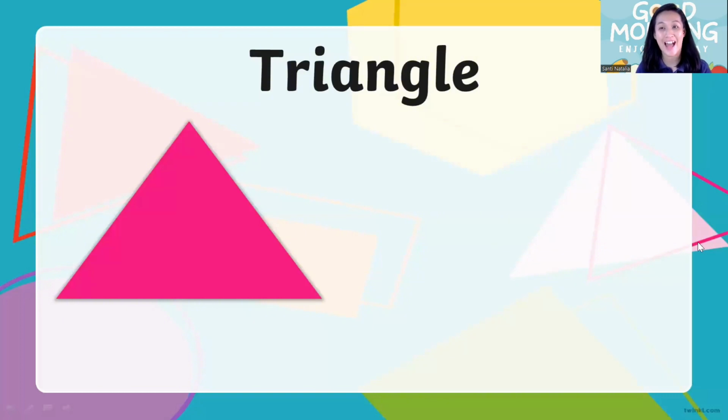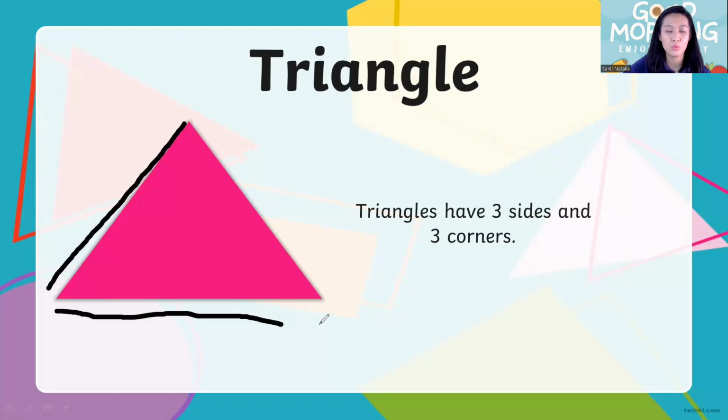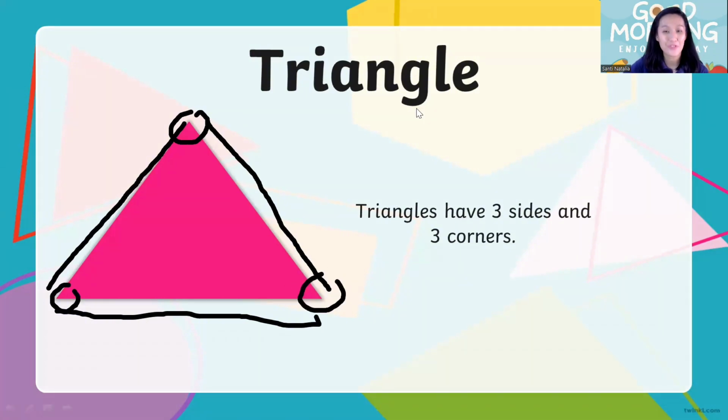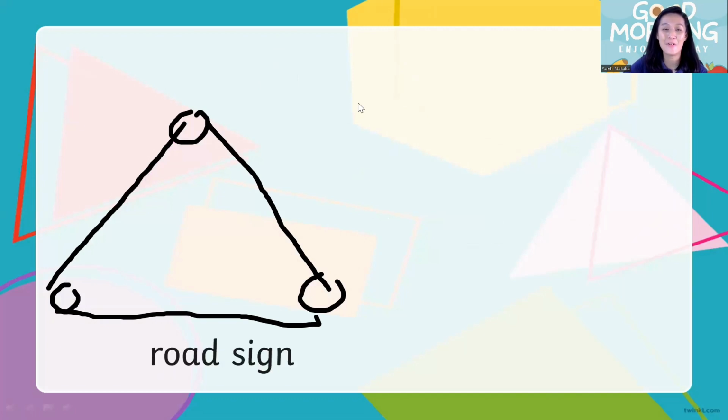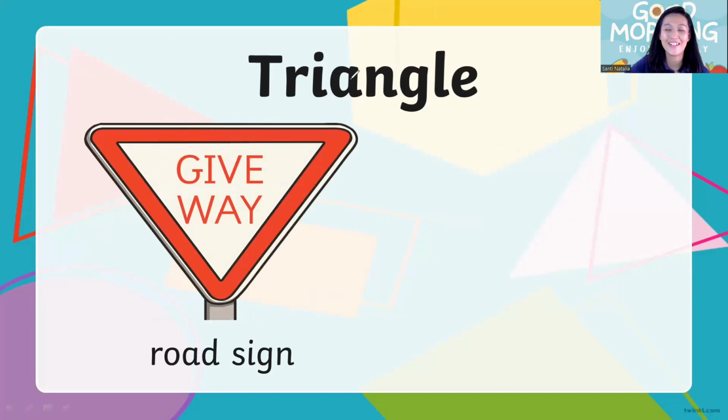Oh, next shape, children. I have a triangle. Can you say triangle? Yes, this is a triangle. Triangles have three sides and three corners. Three sides. One, two, three. And three corners. One, two, three. What shape is this, children? Triangle. Yes, for example, on the road sign.